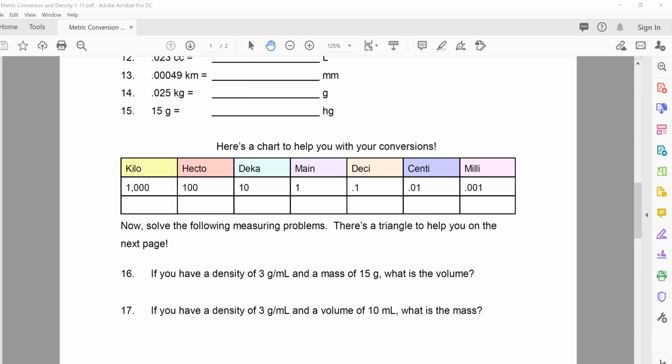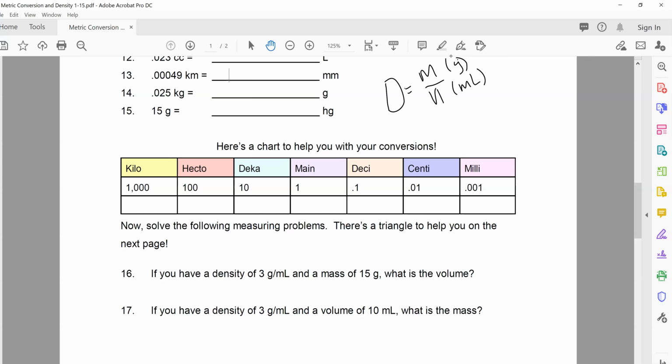We are going to discuss how to solve density problems. So the first thing is remembering the formula. Density equals mass divided by volume. Volume is going to usually be in milliliters. Mass is going to be in grams. And this is also discussed in the notes for the chapter.